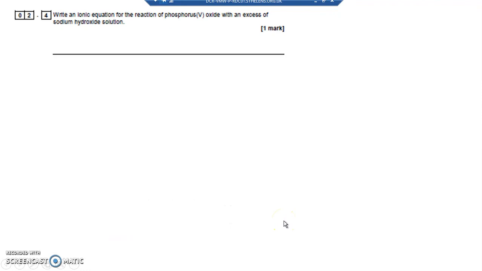Write an ionic equation for phosphorus 5 oxide with an excess of sodium hydroxide. Tricky one this. Phosphorus 5 oxide is P4O10. Hydroxide ions are OH minus. You've got to know that you make a phosphate ion, PO4 3 minus, a phosphate ion. You just got to learn that, and you also make some water, and then you've got to balance it. Tricky one that, something to learn.